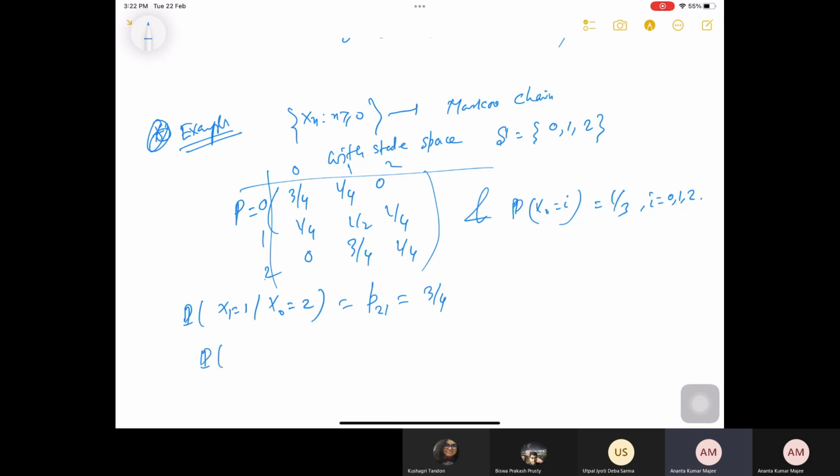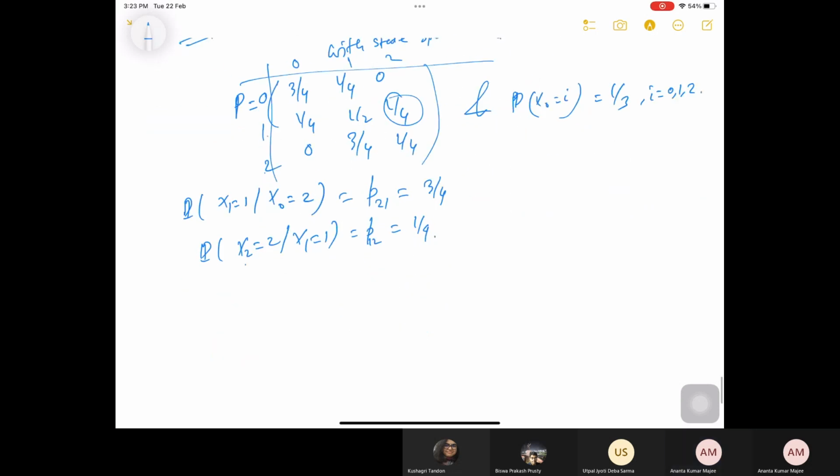And if I just want to know the probability of X2 equal to 2 given X1 equal to 1, this is nothing but P12. What is P12? Row 1, column 2. This is 1/4.